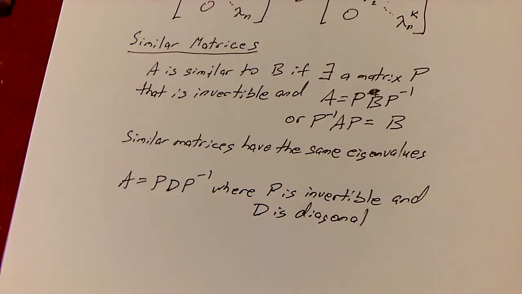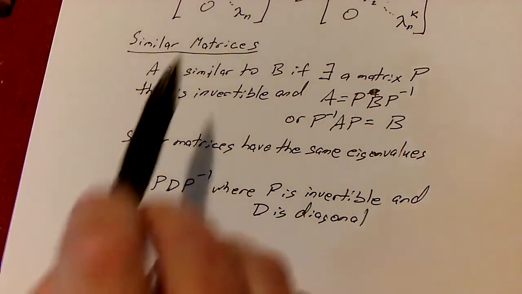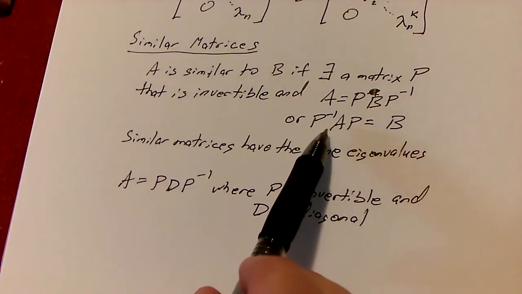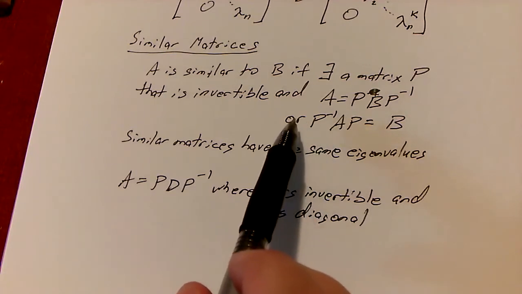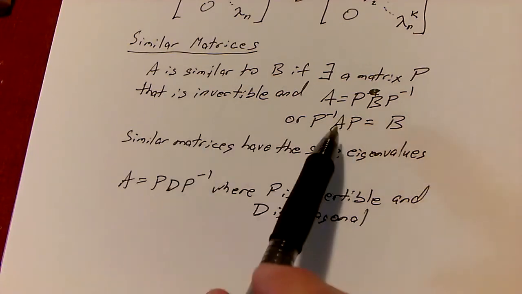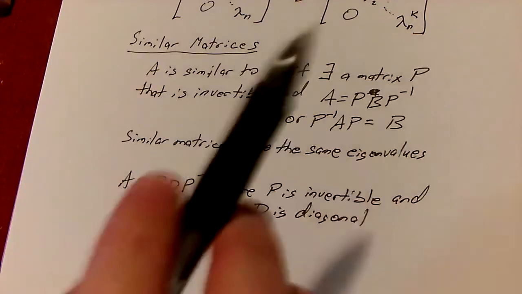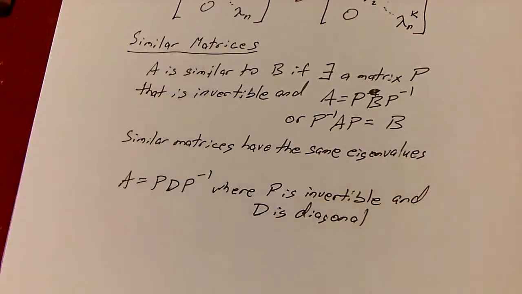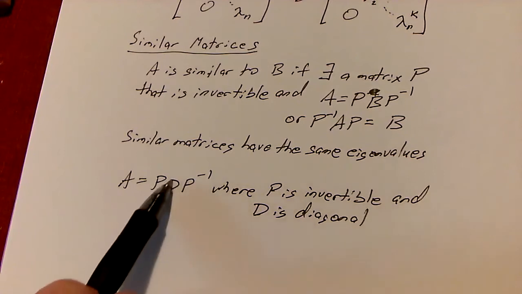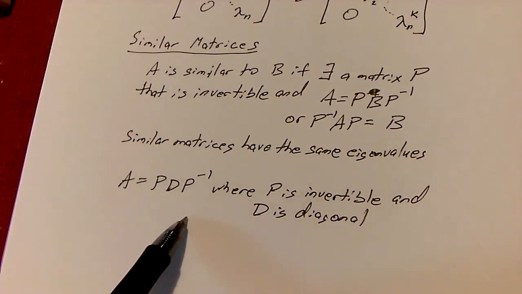Okay, those are the things I am looking for. Those are the things I'm most interested in here. Okay, now if we consider, notice that the definition for similar does not require it to be diagonal. So you can have a similar matrix that's not diagonal. However, what we're most interested in are similar matrices that are diagonal because I can quickly determine the eigenvalues.